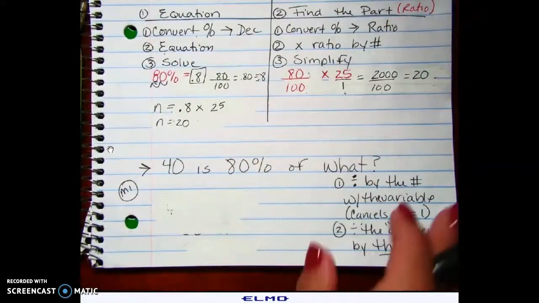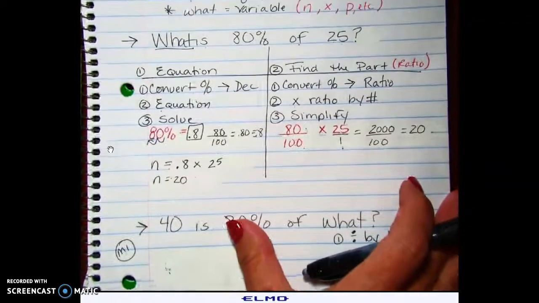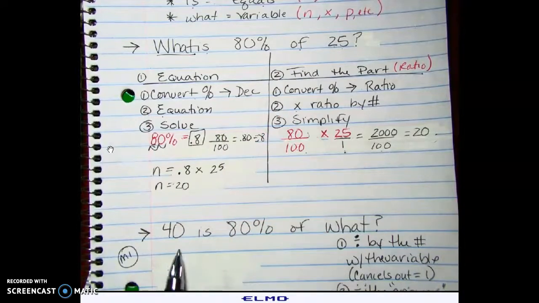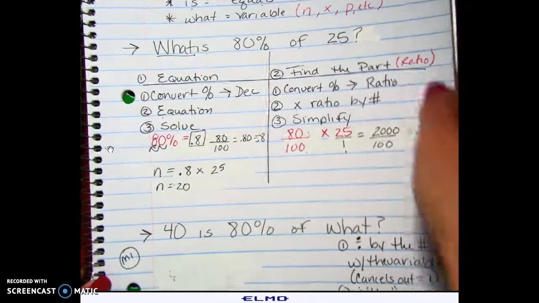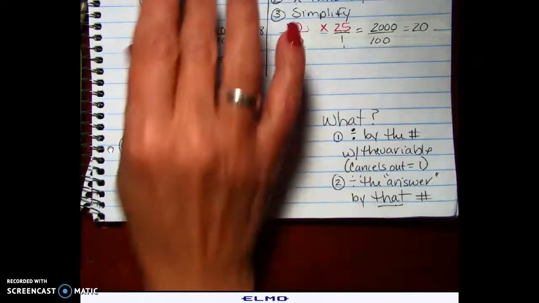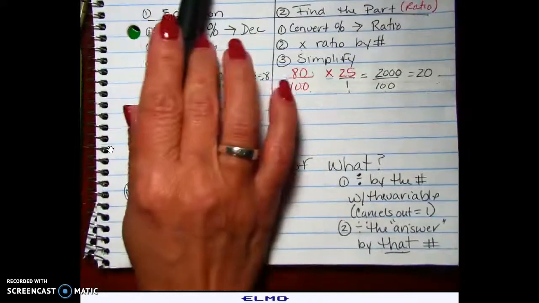Now let's take a look at this one. This one's set up a little bit differently. This says, what is 80% of 25? But this is 40 is 80% of what? So you know what I'm going to do? I'm going to translate this problem by using my translation of terms that I wrote way up here.